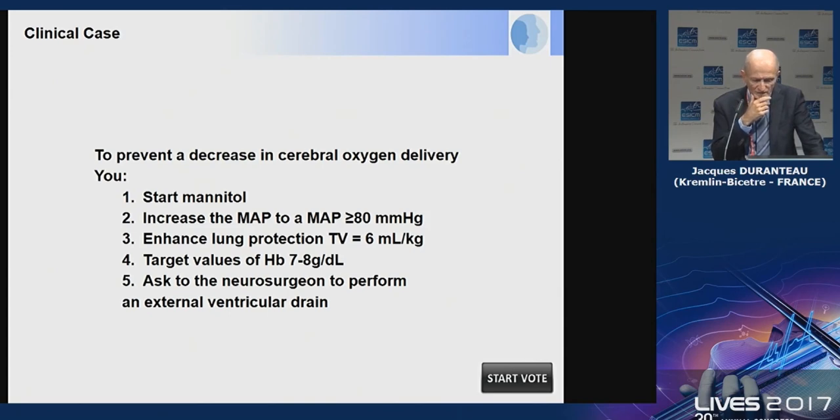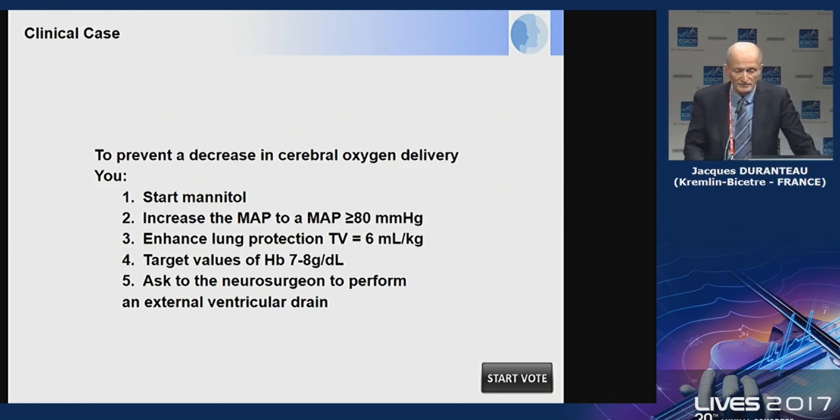To prevent a decrease in cerebral oxygen delivery, do you start mannitol? Do you increase the mean arterial pressure, even if you can increase the bleeding? Do you enhance lung protection? Do you target a hemoglobin value within 7 and 8? And ask the neurosurgeon to perform an external ventricular drainage?